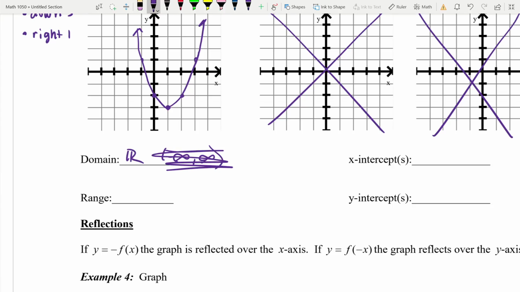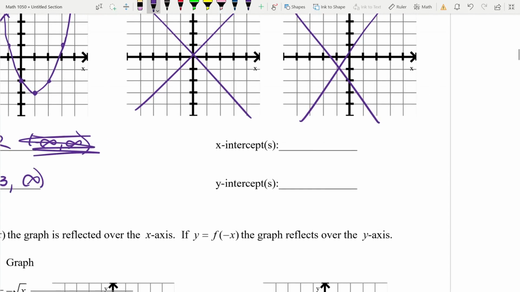Okay, range is y, start low, move to the top. The first place it hits is negative 3. Does it actually hit negative 3, everybody? Yes, it does. So I close it with a bracket, and then it goes to, talk to me, infinity. Okay?